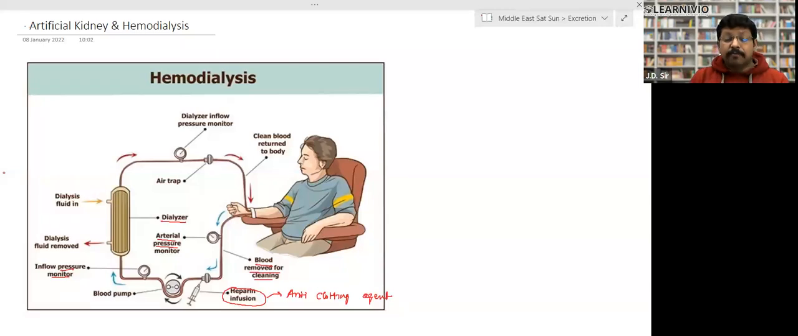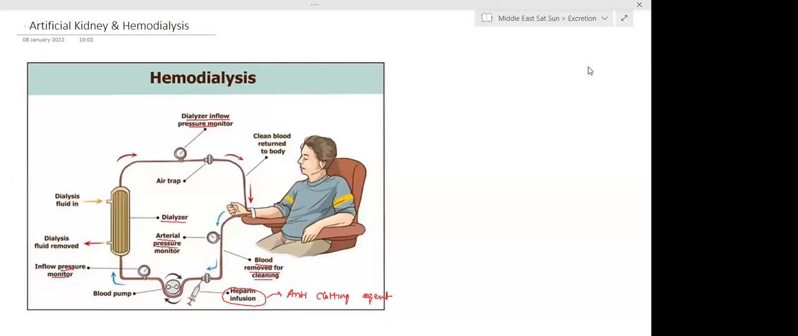So what happened? When blood passes through this cellophane membrane, the urea comes out from the blood into the dialyzer, and the dialyzer takes the urea and the blood becomes clean. Again, we have a dialyzer inflow pressure monitor, and again the blood goes inside the body. That's how dialysis takes place. Is it clear to you or not? Tell me. Clear to all of you? Yes, sir.